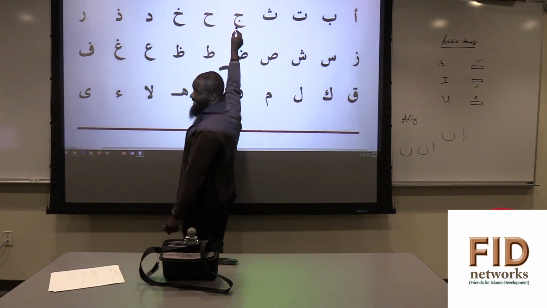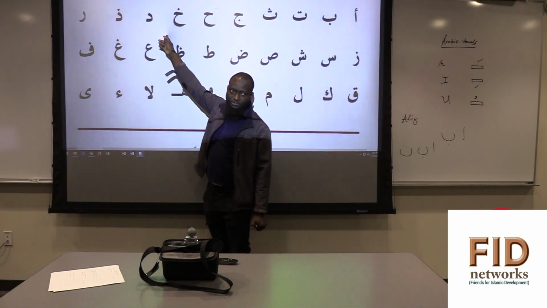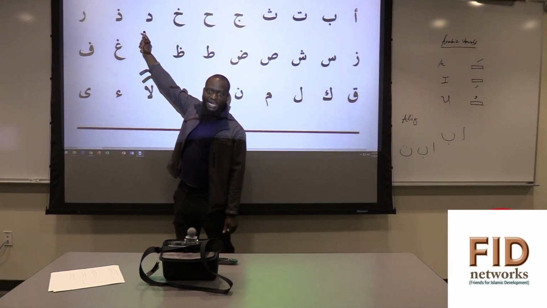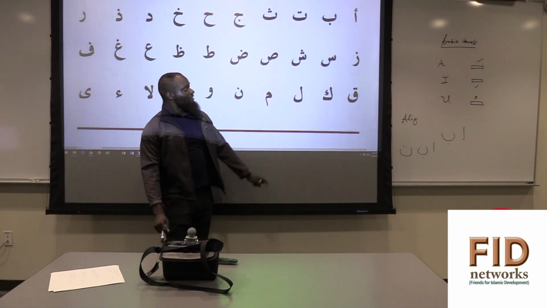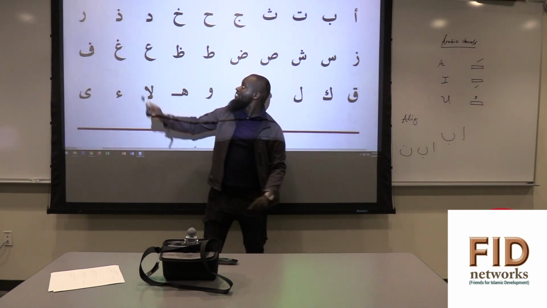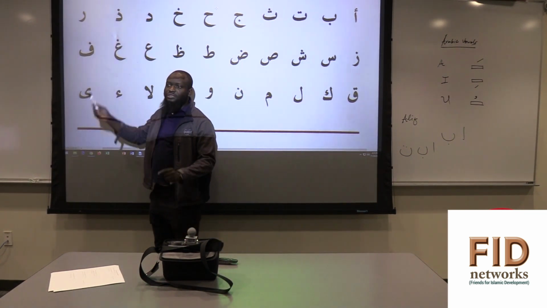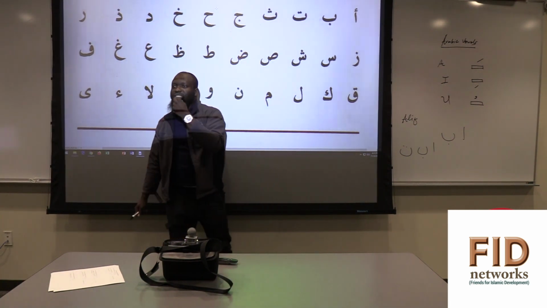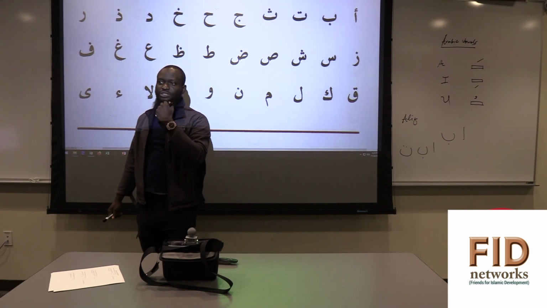So Jim, that's like our J. Ha, light H. Kha, KH. Okay, Kha. Dal, that's like a D. Ra. Za. Dal, it's like tha, but with Z. So you put your tongue between your teeth again.